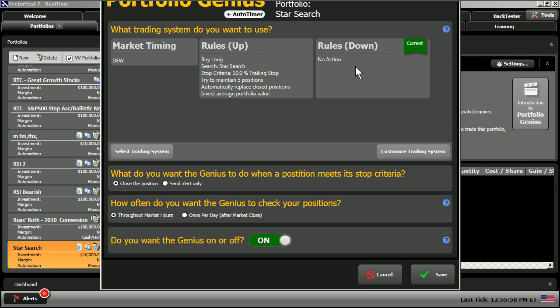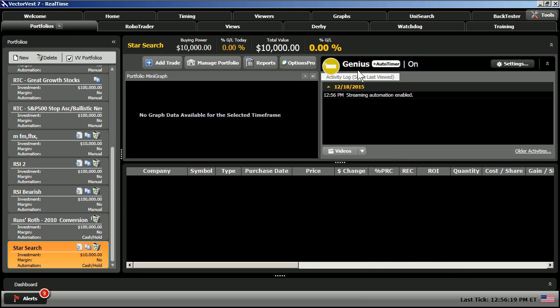Notice it loads the rules right up at the top. So we're currently in a DEW down signal. It tells you what situation you're currently in. All I need to do is click on Save. The Genius is now on. It says the streaming automation is enabled, but notice there aren't any stocks in here because we're currently in a down situation. So next time the DEW signal turns up, the system will recognize that and fill your portfolio with 5 stocks from Star Search.